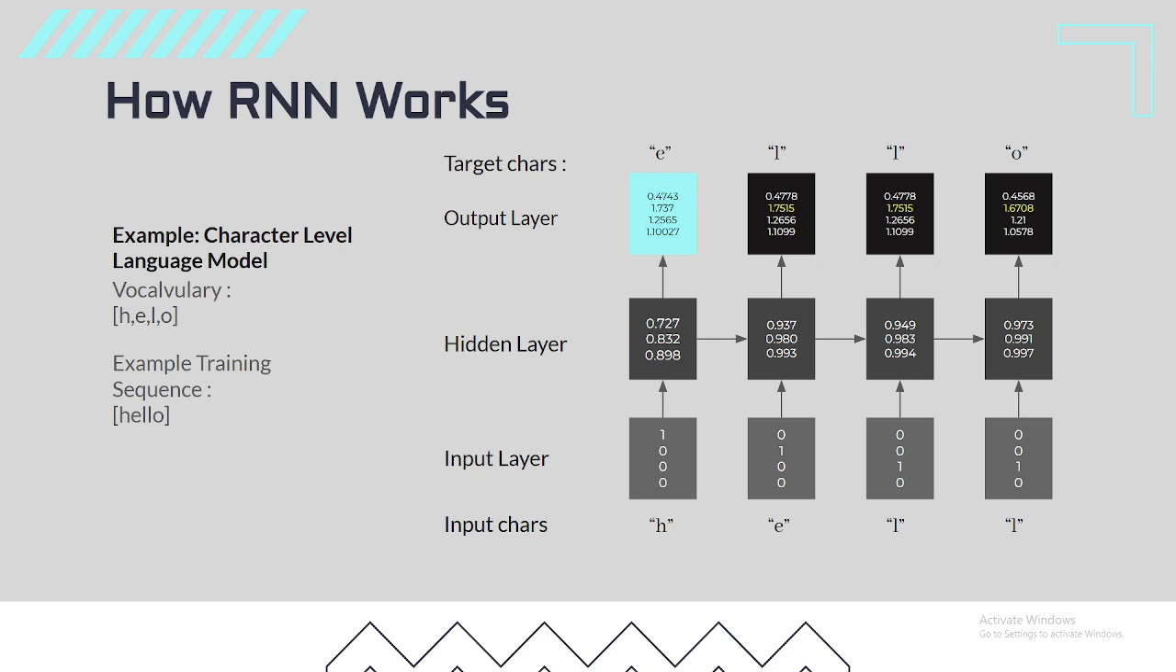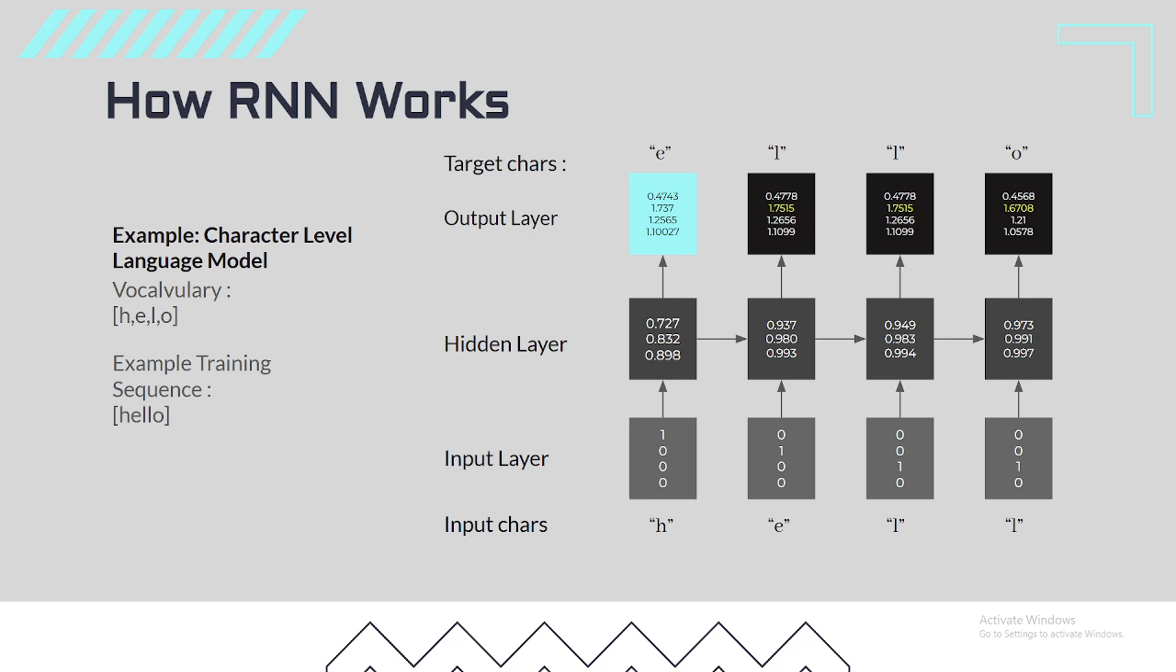Okay. Character level language model. Let's break this slide down step by step to understand how an RNN processes sequences, in this case a word character by character. We are training the RNN on the word hello, and the vocabulary it understands is H, E, L, O. That means each letter is represented as a one hot encoded vector.